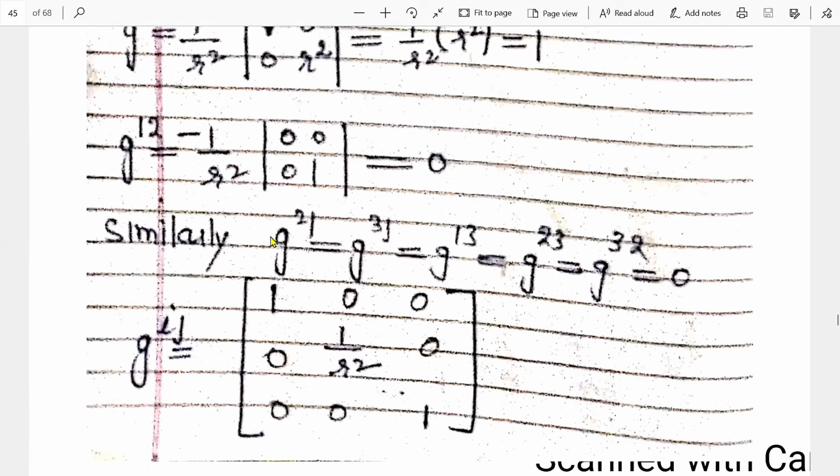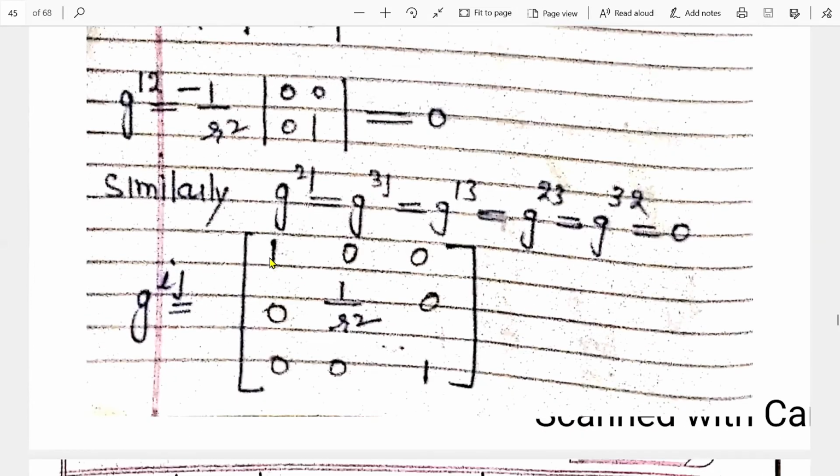Similarly, we can find G21, G31, G13, G23 and G32. So we get only diagonal entries non-zero, which are 1, 1 by r square and 1, and other entries are 0. So in this way, we can find the reciprocal tensor, the conjugate metric tensor. Right? So we can find the metric tensor as well as the conjugate metric tensor in any coordinate system.